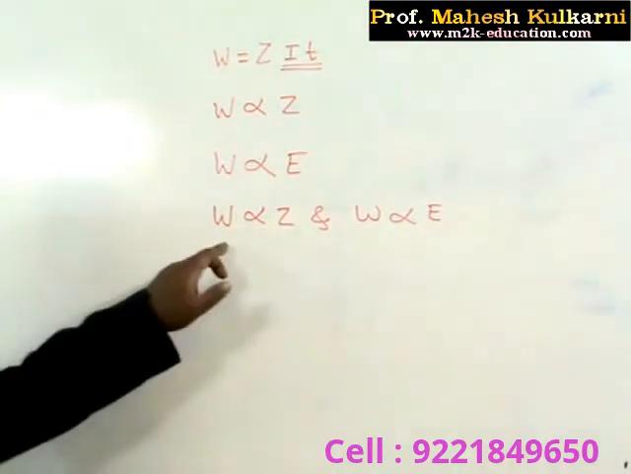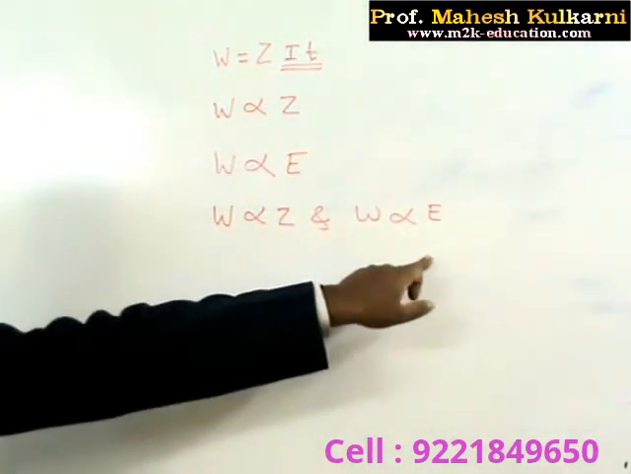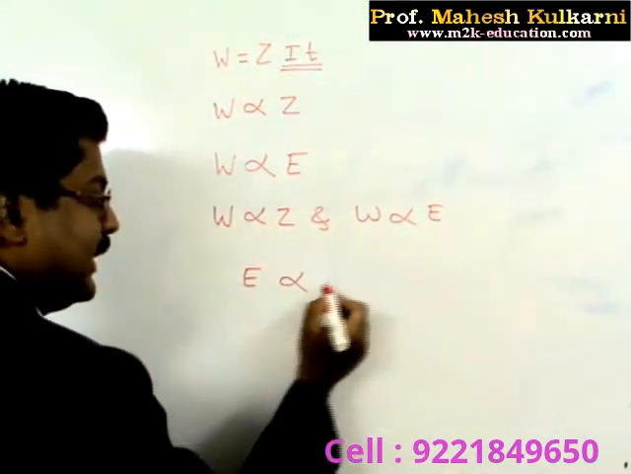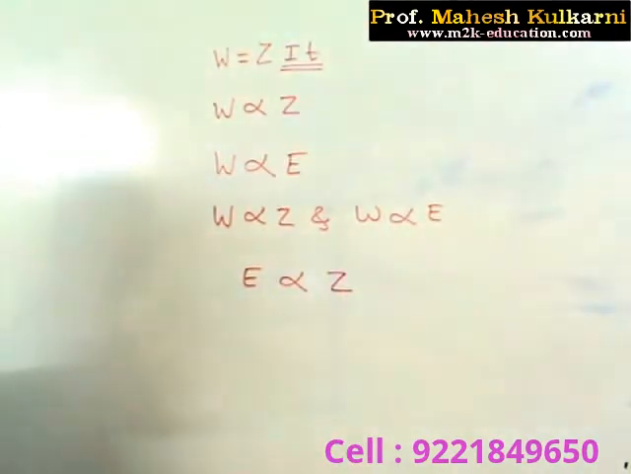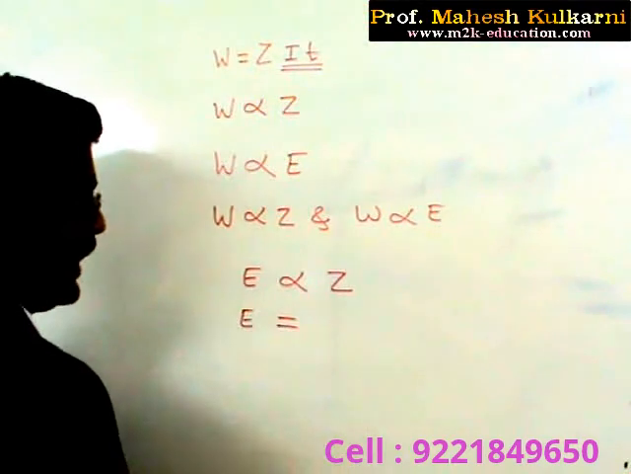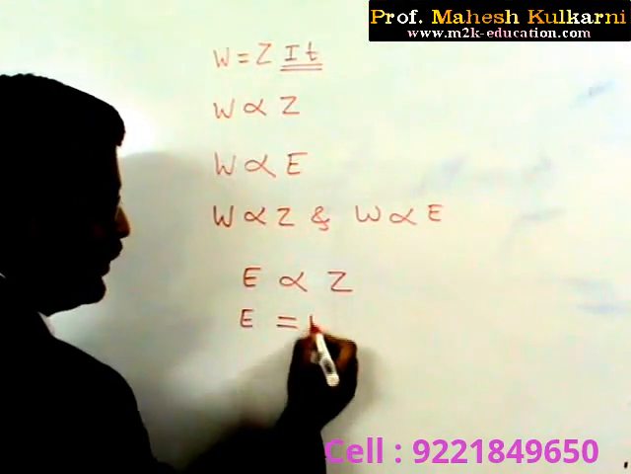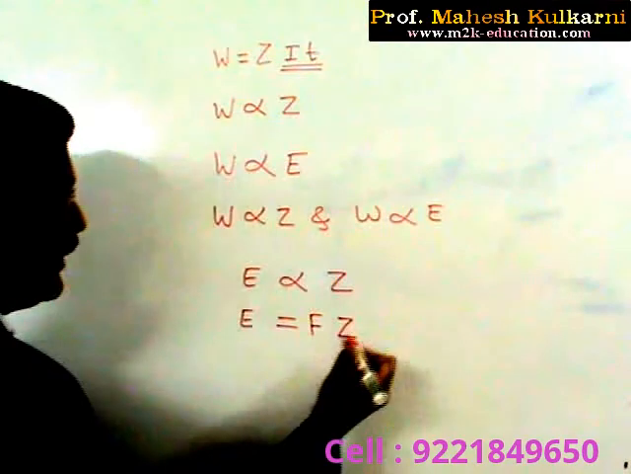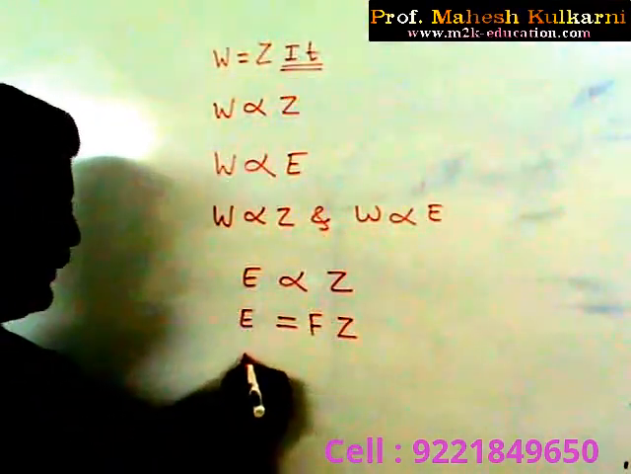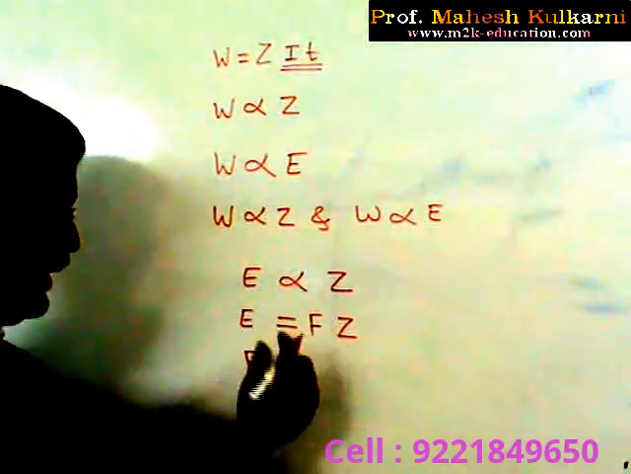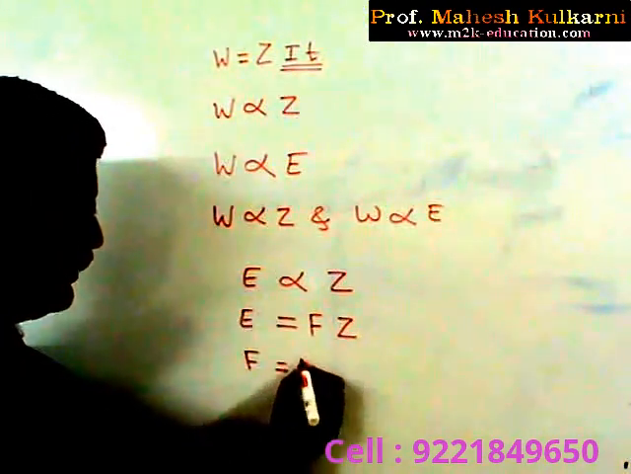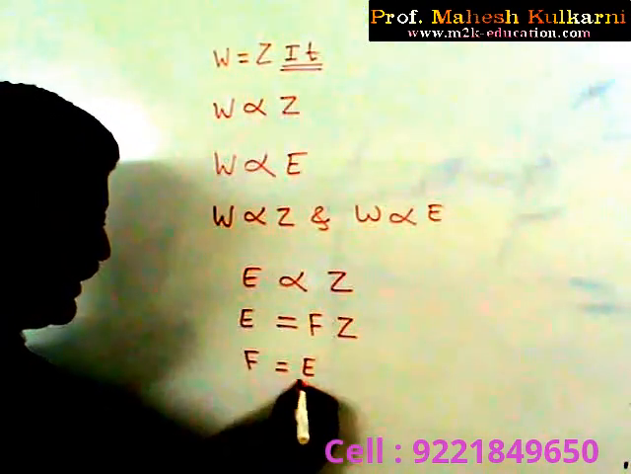That means there is a connection between Z and E. So the equivalent weight of the substance is directly proportional to Z of the substance. I have to remove the proportionality sign, so the equivalent weight of the substance should be some constant into Z. That means I can find the value of this constant F. F stands for Faraday, a constant named in honor of Faraday. So F = E by Z.